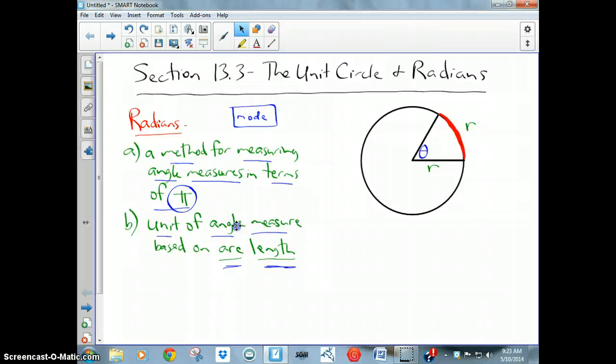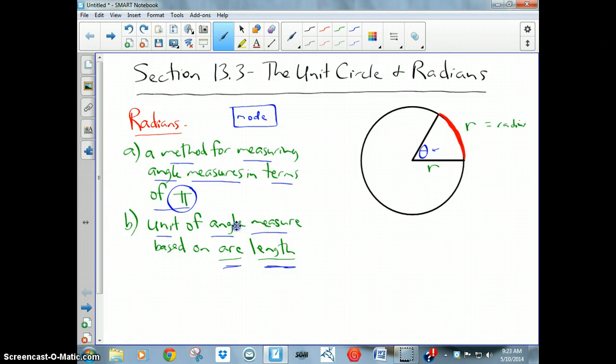Now, I have a picture here. I want you to draw the circle, and I want you to label it as I have done. Theta is the blue interior angle right there, and the green R stands for the radius of the circle.